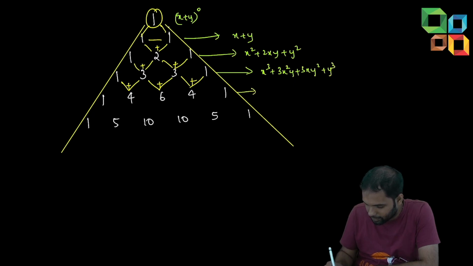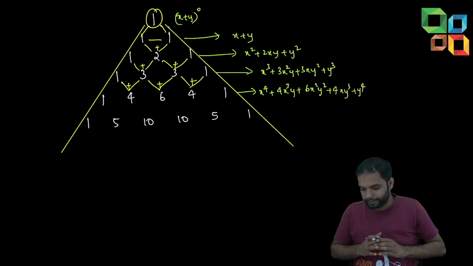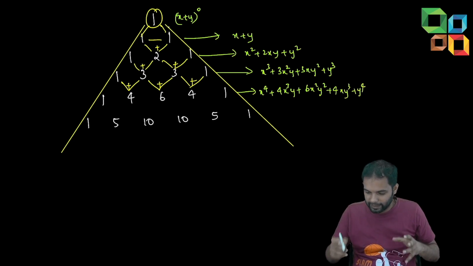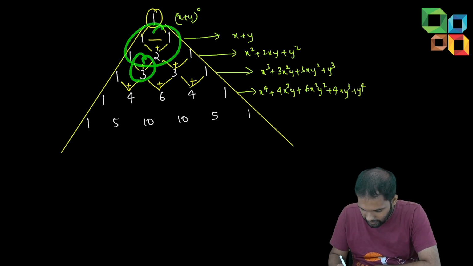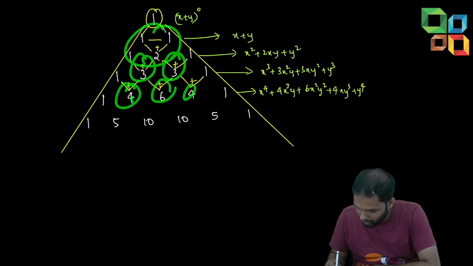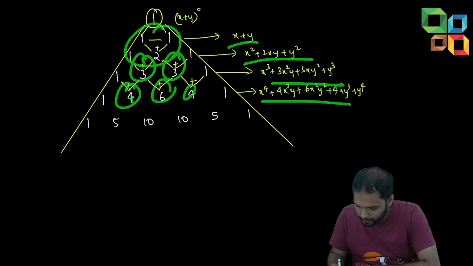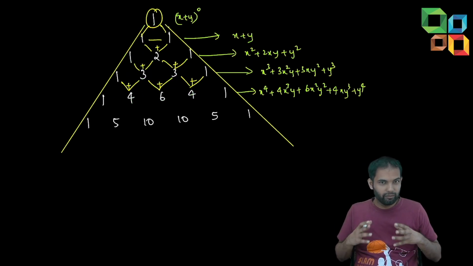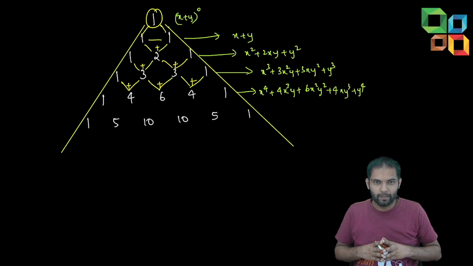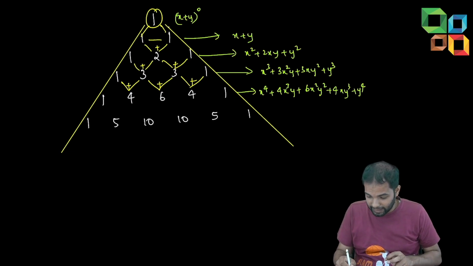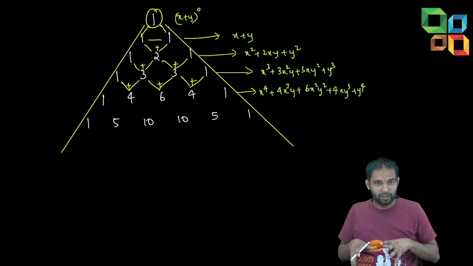Next, x power 4 plus 4x cube y plus 6x square y square plus 4xy cube plus y power 4. Somehow we simply added these coefficients, right? We just kept adding the coefficients and we got something similar to what we had. Now we can do an exercise. We know how to find x plus y whole power 5 by multiplication. Try that. I'll just guess using the pattern we found just now.